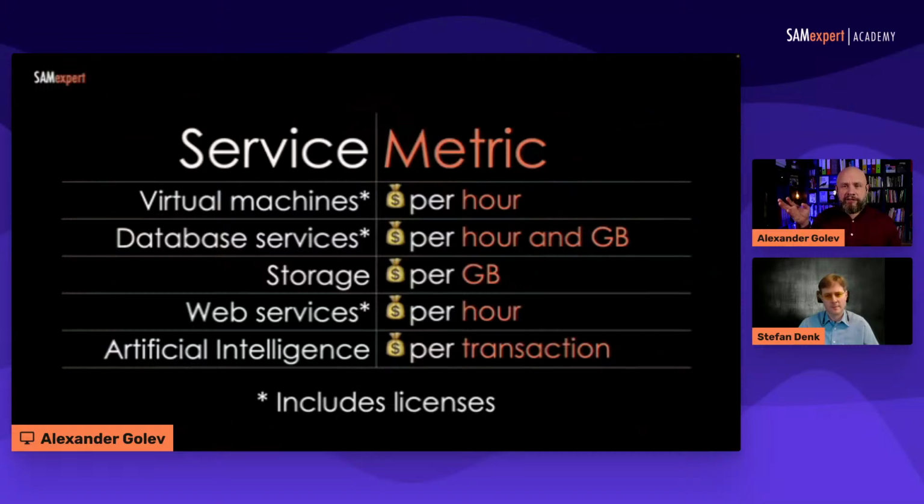Stuff like artificial intelligence probably will be extremely difficult to manage because when you use it, you usually need it. And if it's measured per transaction, you just pay per transaction. So not much cost management may be done there. But with storage and virtual machines, database services, obviously, optimization of every single nitty-gritty detail that is connected to the metric, this is how you manage the costs. Stefan, would you like to add anything to this?